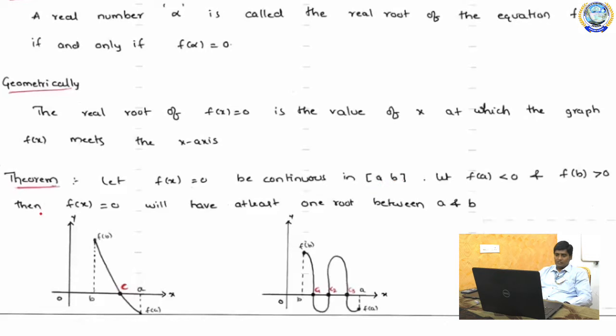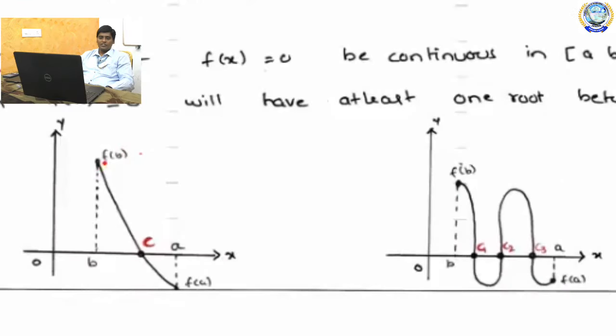So similarly, as it is written like this, f of x equals 0 will have at least one root between a and b. Here there is a geometrical representation. If I take f of x equals 0 as a curve, the curve equation is like this.